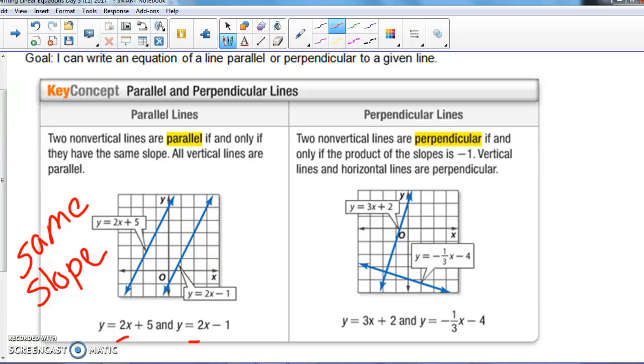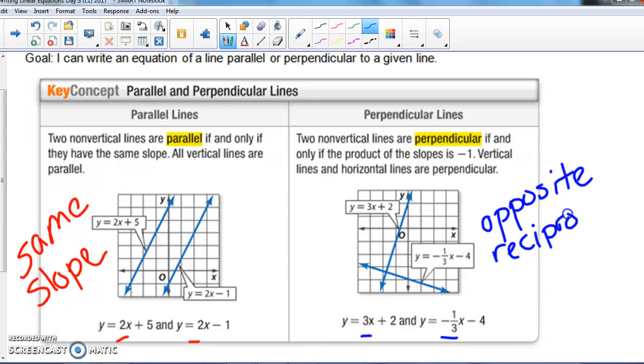Now, perpendicular lines, if you look at their equations, their slopes are not the same. So I have a slope of 3 and a slope of negative 1/3. However, they do have a relationship. Their slopes are what we call opposite, meaning one's positive and one's negative, reciprocal, meaning they are flipped versions of one another, like 3 or 3/1 and 1/3. They are opposite reciprocal slopes.